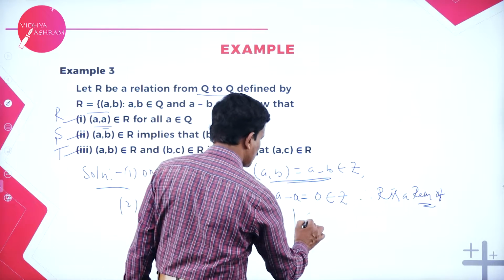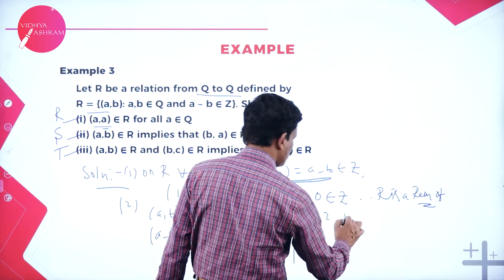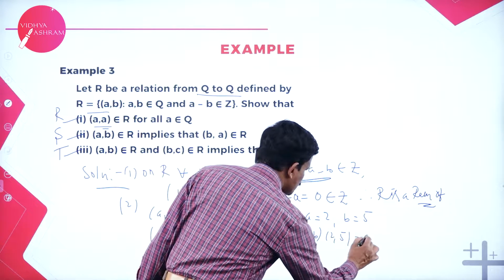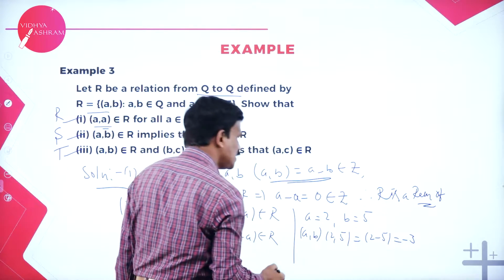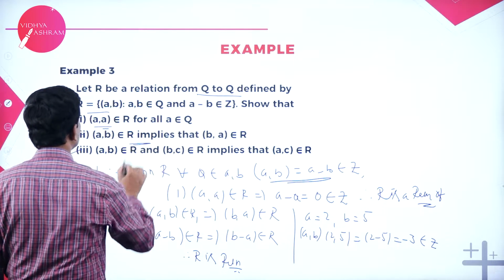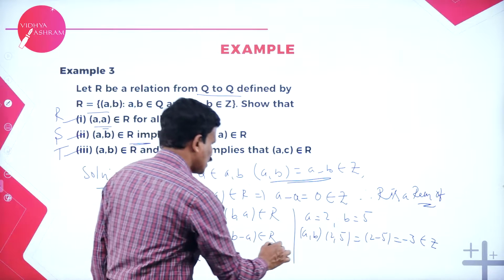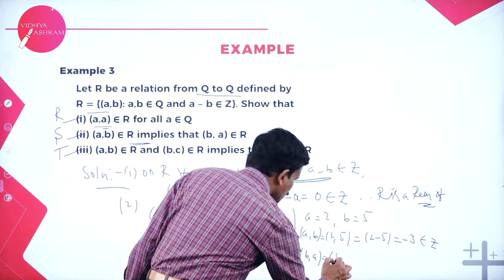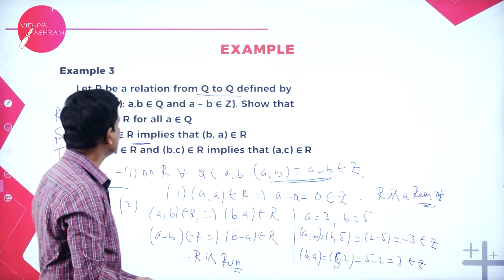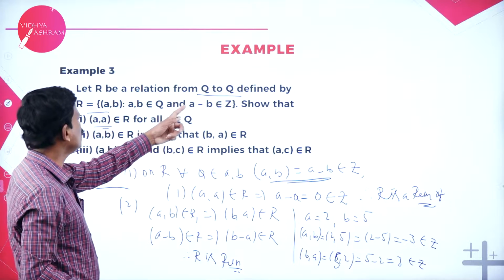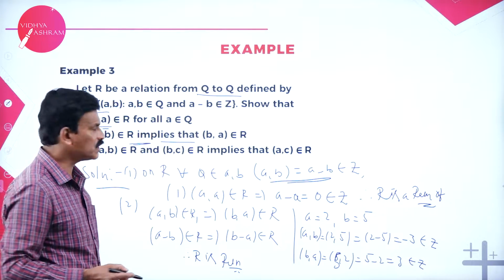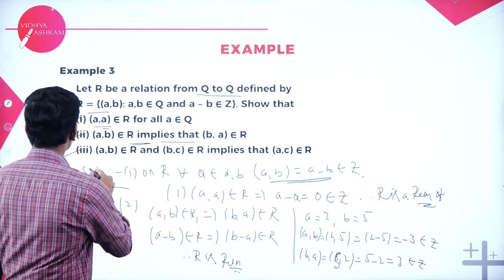R is a relation. Suppose if you want, I will take an example. If a is equal to 2 and b is equal to 5, then what is a comma b? A comma b is nothing but 2 comma 5, that is 2 minus 5 is equal to minus 3. This belongs to the set of integers. So a comma b belongs to R. So a minus b belongs to Z. Similarly, b comma a is nothing but 5 comma 2. This 5 comma 2 means 5 minus 2 is equal to 3, which also belongs to the set of integers. So a comma b belongs to Q and a minus b belongs to Z, then this a comma b belongs to R, therefore this is a relation. So that means reflexive is a relation here, and then symmetric is also a relation.